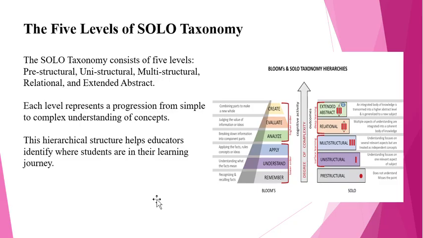We have further 5 levels for the SOLO taxonomy. The SOLO taxonomy consists of 5 levels: pre-structural, unistructural, multistructural, relational, and extended abstract. Each level represents a progression from simple to complex understanding of concepts. This hierarchical structure basically helps educators, facilitators, curriculum designers, and overall stakeholders to identify where students are in their learning journey, or where the student is standing in the overall learning journey.